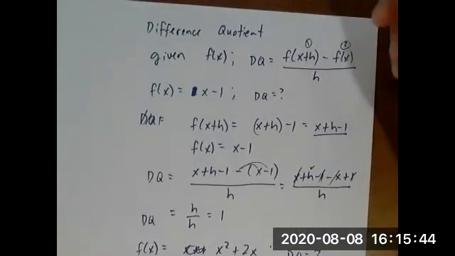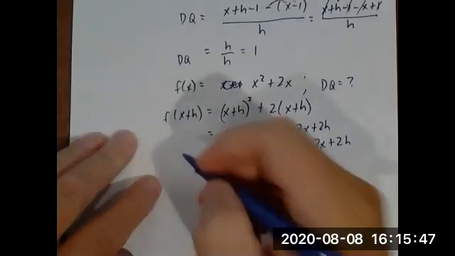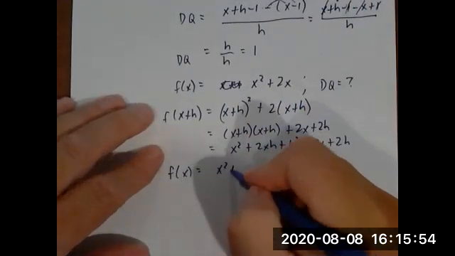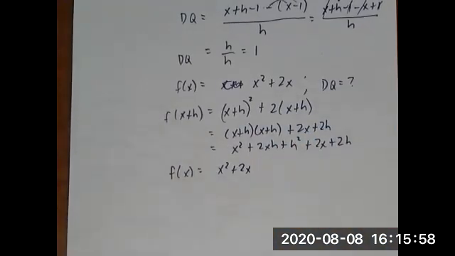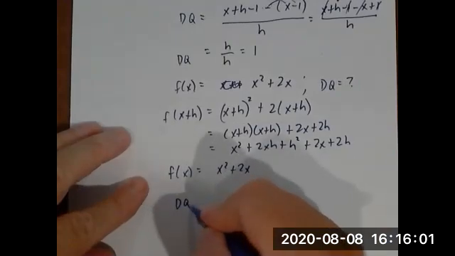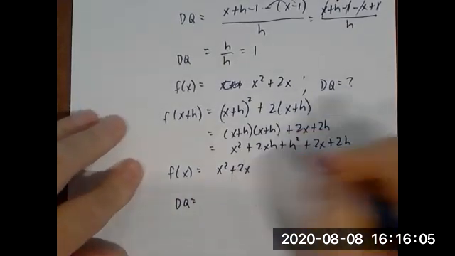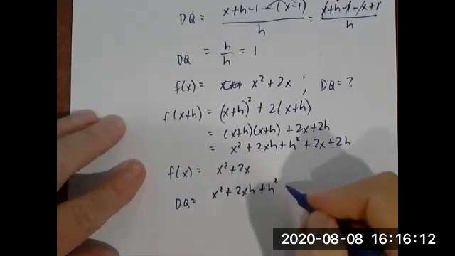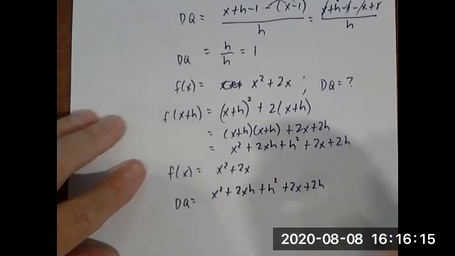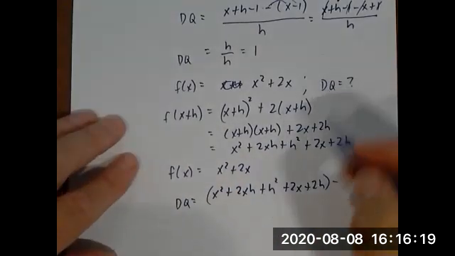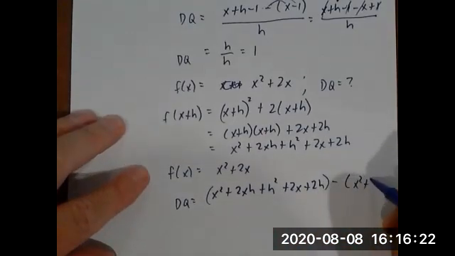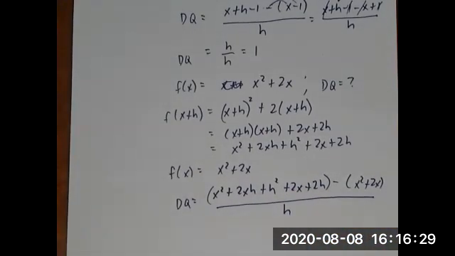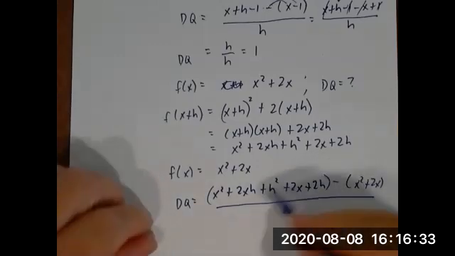Then I'll go ahead and write down, so minus f of x, I'll write down the f of x just to keep it all straight. So I just recopy my function, which is x squared plus 2x. Now the difference quotient is the f of x plus h, this whole thing here. That's why these problems can get messy fast. That whole thing minus f of x, which is this right here, all over h.